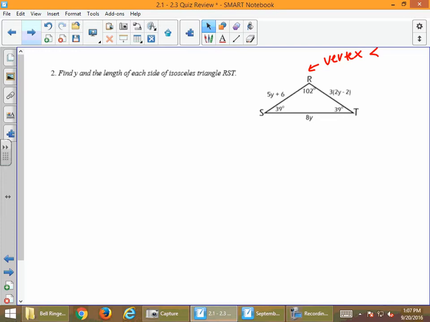We're just talking about the sides. Really, we're not necessarily looking at either 1 or 2, but what do we know about isosceles triangles? We're going to talk about both sides of an isosceles triangle. What are you going to know about these two?